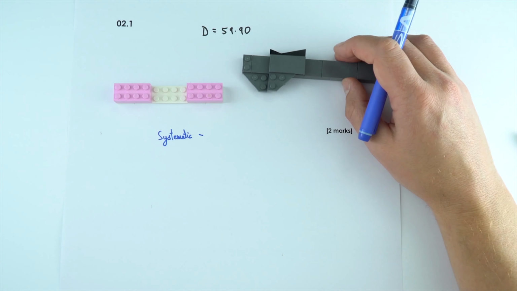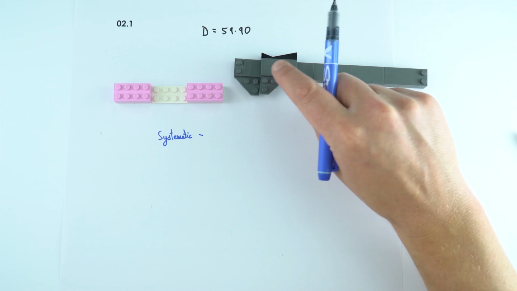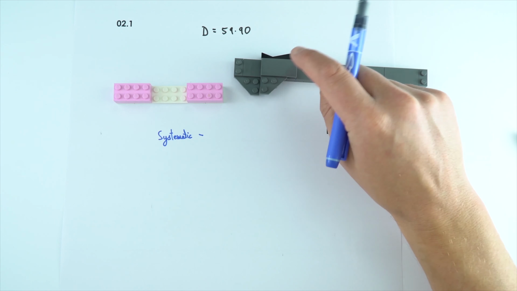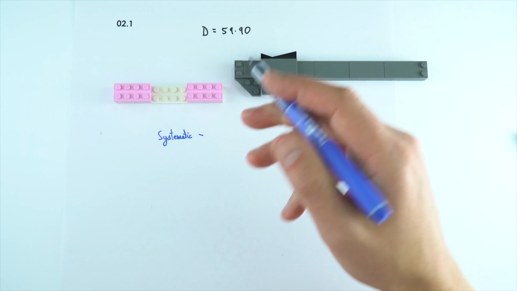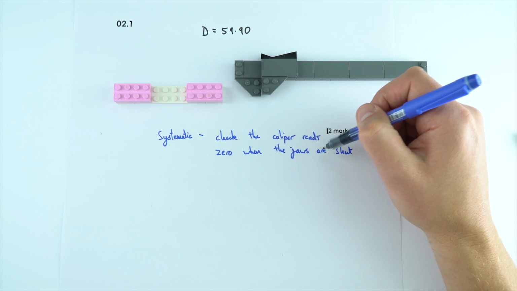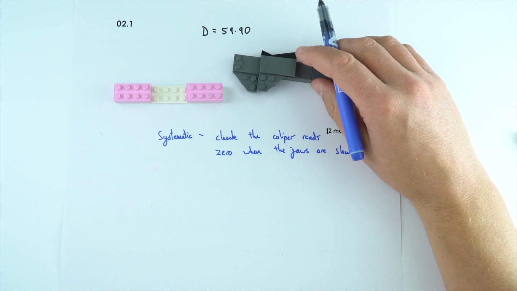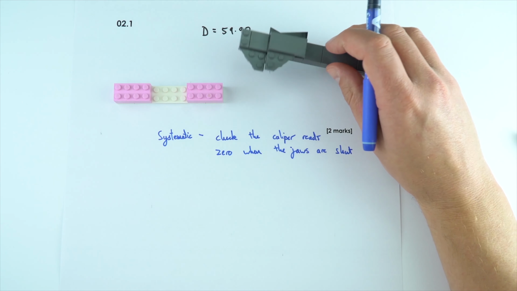Now, to reduce the effect of systematic errors with a caliper, you need to shut the jaws and then check that the reading is 0. If it isn't 0, you need to reset it. So you want to check that the caliper reads 0 when the jaws are shut, and if it doesn't, then you either reset it or make sure you account for that in all of your subsequent measurements.